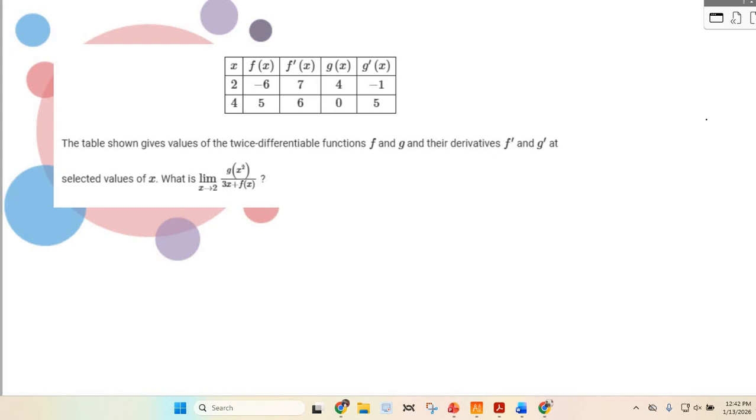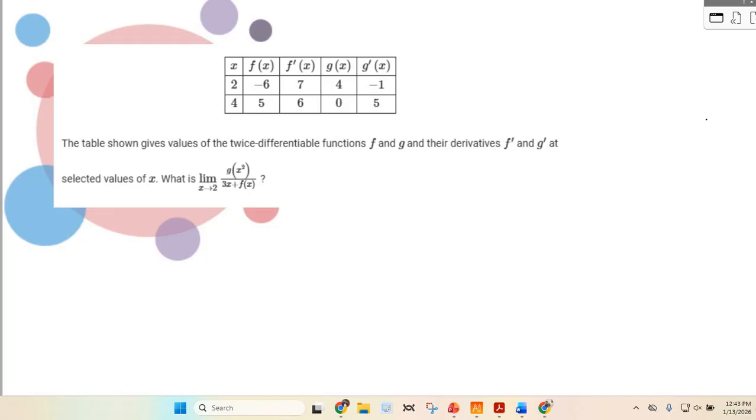Yesterday we looked at L'Hopital's rule from two different equations. Today we're going to look at it from a table. The table shown gives values of the twice differentiable functions f and g and their derivatives f prime and g prime with selected values at x. What is the limit as x goes to 2 of g of x squared divided by 3x plus f of x?